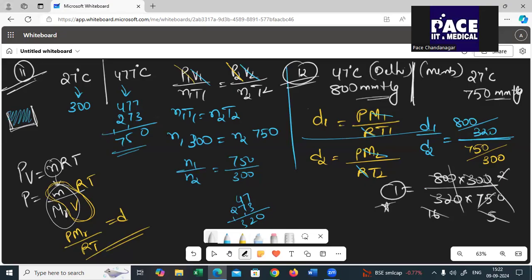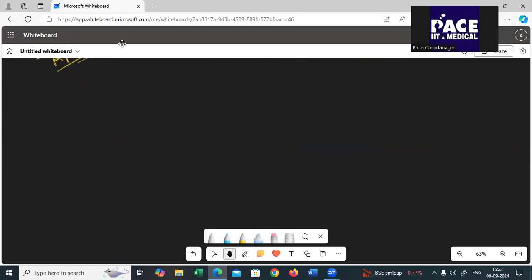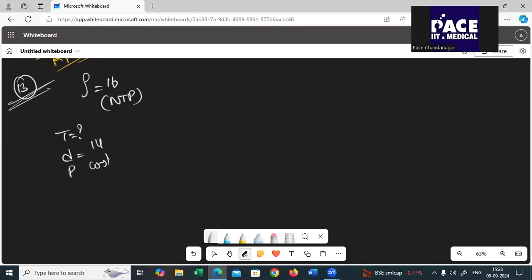Next, moving on, question number 13. 13 also is literally the same. I hope my voice is a little cracky, but please do bear with my voice today. The density of a gas is 16 at normal temperature and pressure. At what temperature is the density 14 if pressure remains constant?